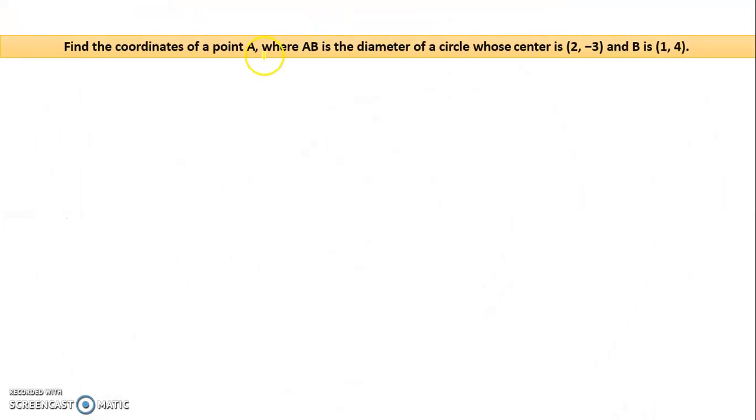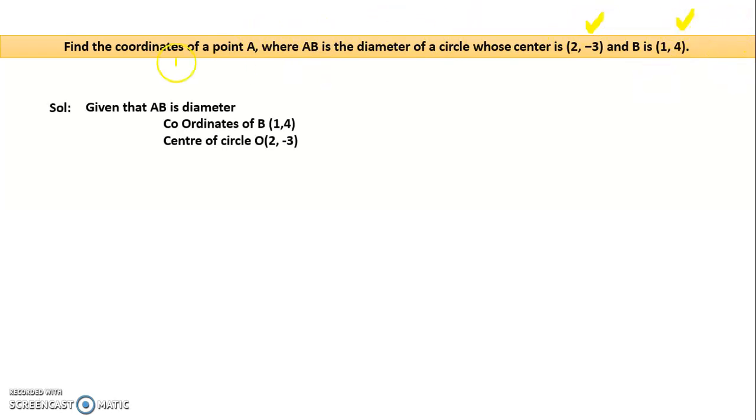circle. Find the coordinates of a point A where AB is the diameter of a circle whose center is (2, -3) and B is (1, 4). Let us check the solution. What has been given here? AB's diameter, the circle's center, and point B have been given. We need to find the values of A.